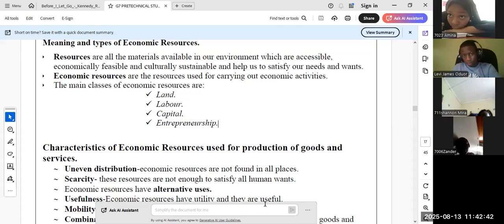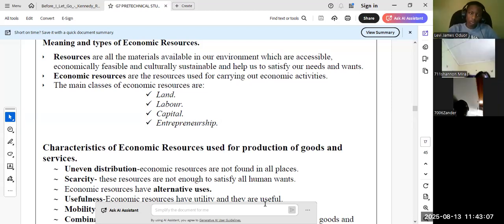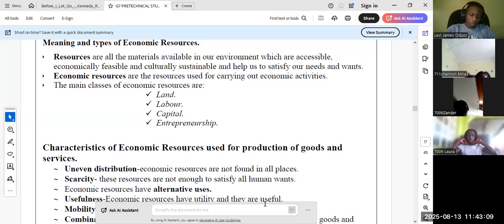Scarcity. What does that one mean? Resources are not enough to satisfy all human wants. Yes, when it comes to scarcity, we say that, boys and girls, economic resources normally and naturally are scarce. They cannot satisfy all human wants. For example, let's use a very simple example. All of you in this class, we are about 20 plus. Some of you have money, some don't have money.